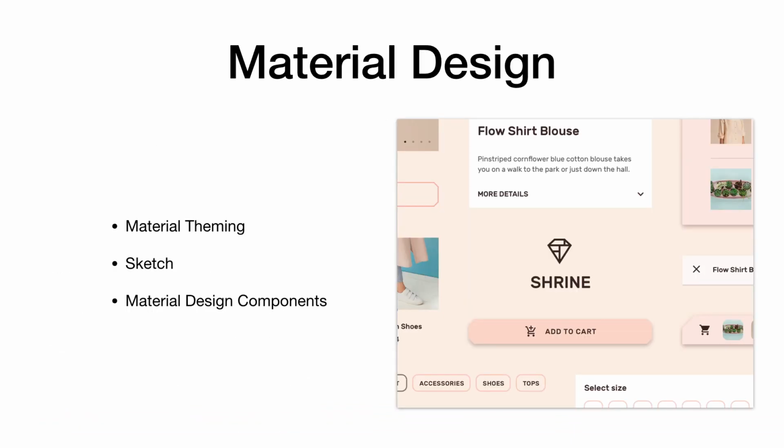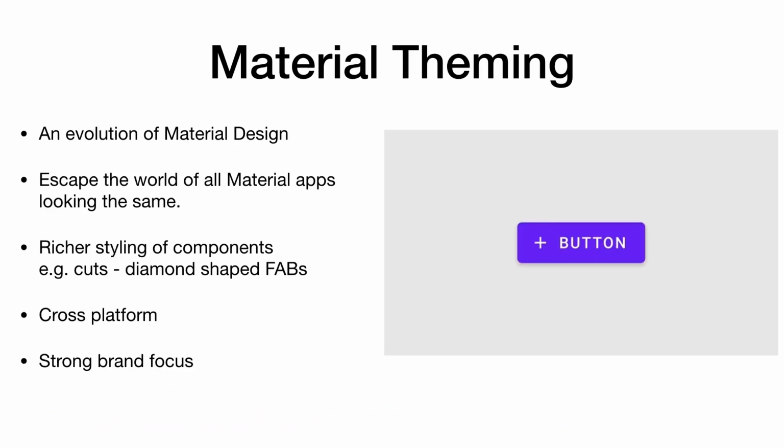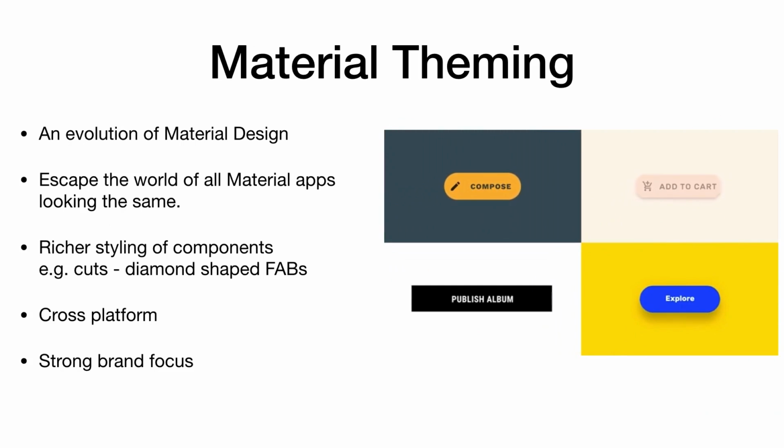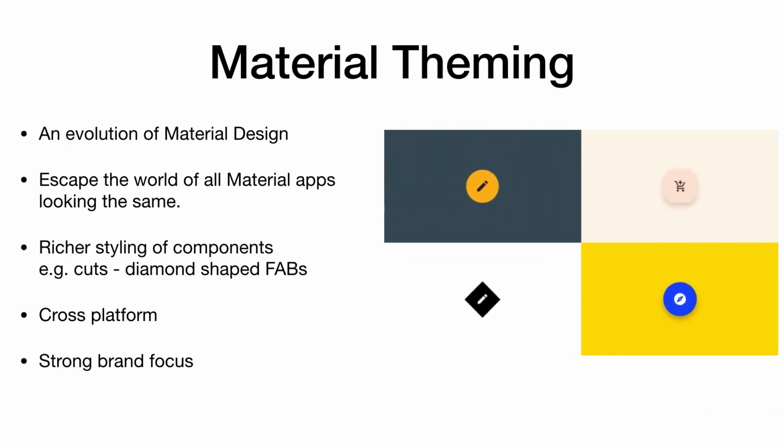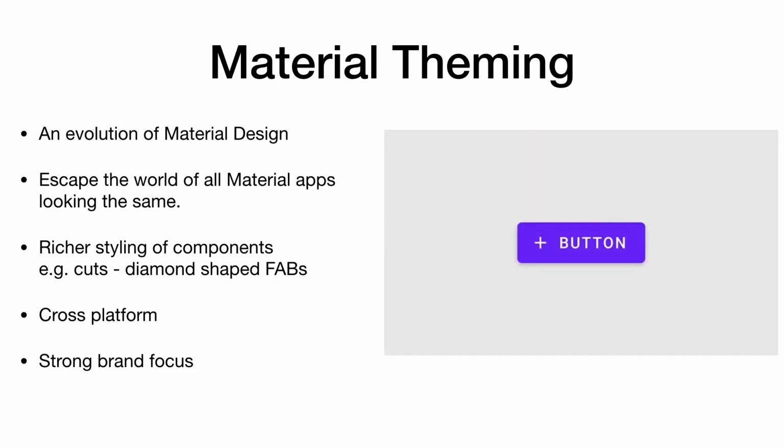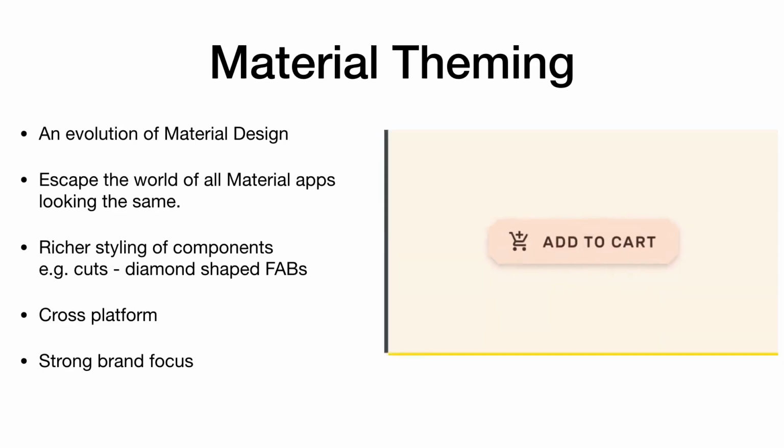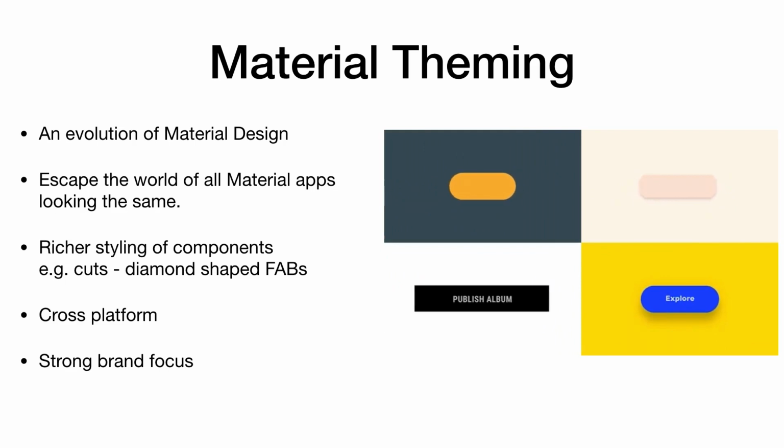Finally, here we go, last 2 sections. Material design. So as Craig mentioned earlier, there's a whole lot of material design, material theming talks at Google I/O this year, and we'll cover some of those bits and pieces here. Material theming is like an evolution of material design. We want to escape the world where all material design apps look the same. It's a richer set of components, so you can have diamond-shaped fabs if you want to have that. You can have buttons with kind of cuts coming out of the corners, kind of cool stuff.